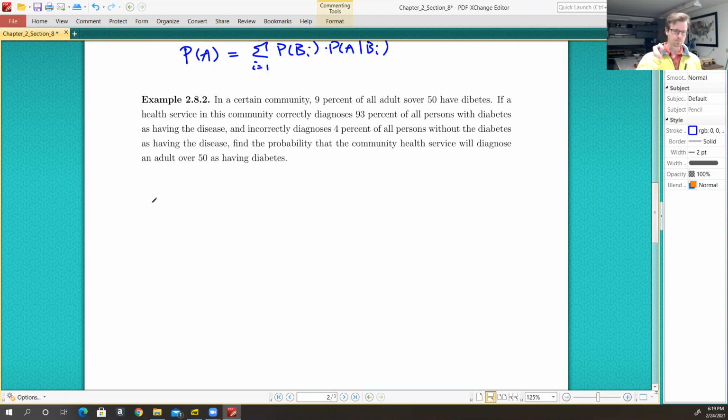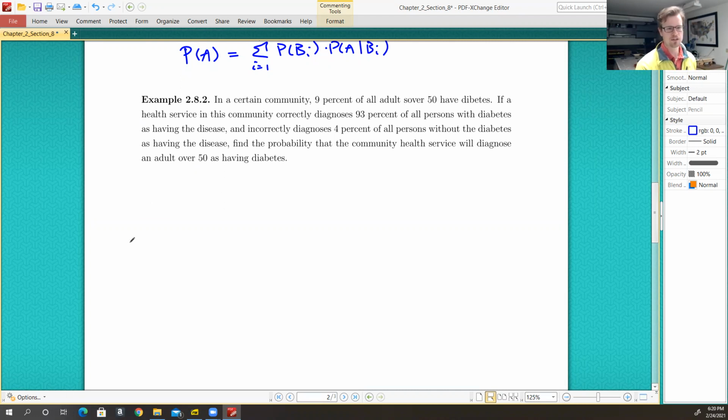So how can we diagnose someone with diabetes? Well, we can get someone that actually has diabetes and diagnose them as having diabetes. Excellent. We do that 93% of the time. Or we can get someone that doesn't have diabetes and we can still diagnose them as having diabetes. That happens 4% of the time. 93% of people who have it get diagnosed with it. 4% of people who don't have it get diagnosed with it.